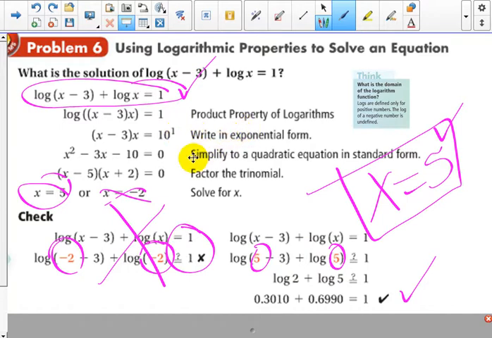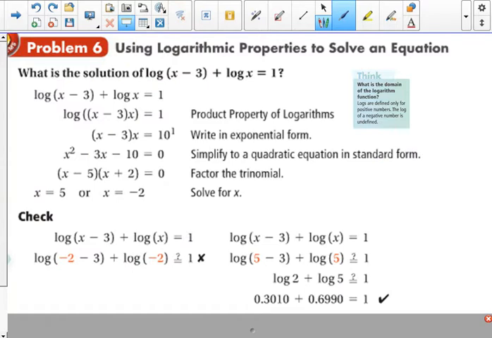Are we always going to have two answers? No. It's just this one worked out that way. Okay. Any questions on this one? Let's do number 14 together.